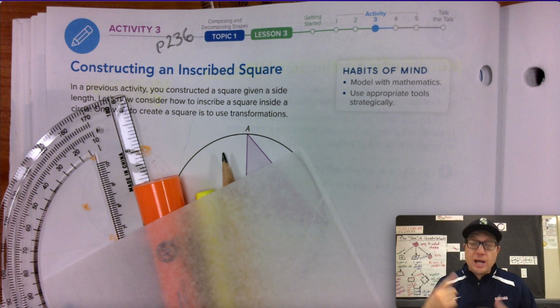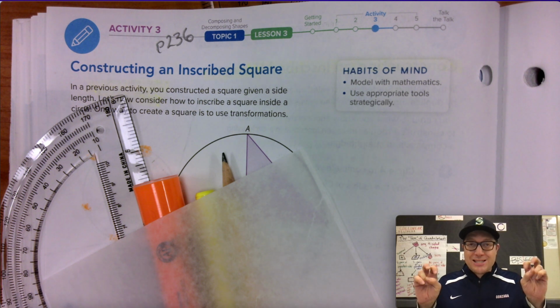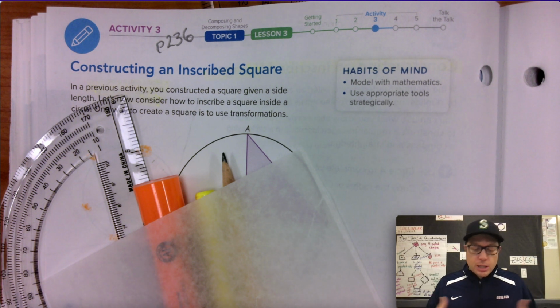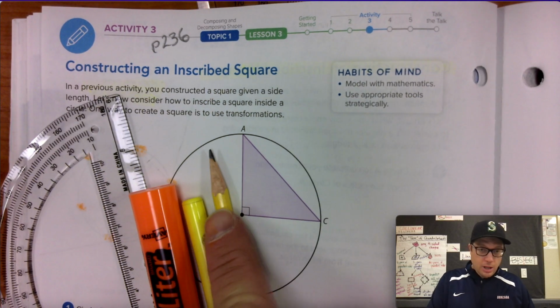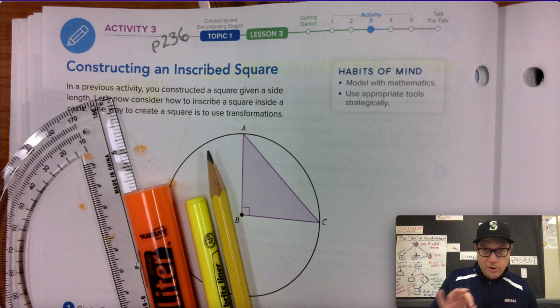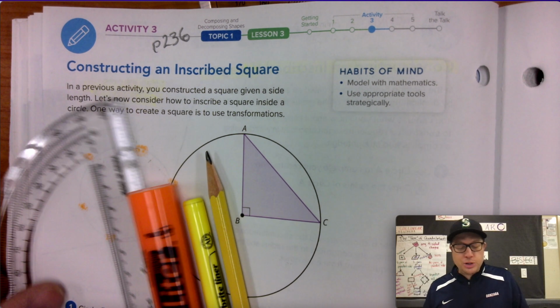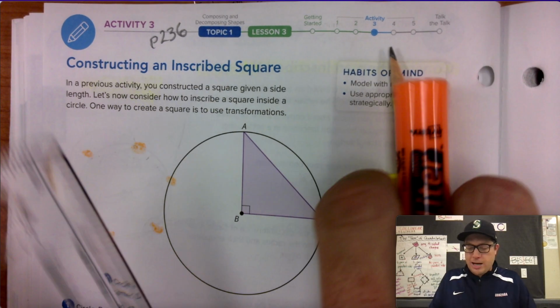Create a square inside a circle, constructing an inscribed square. You should have patty paper, pencil, highlighter, maybe another highlight color for extra opportunity to use, and then a straight edge like a protractor.